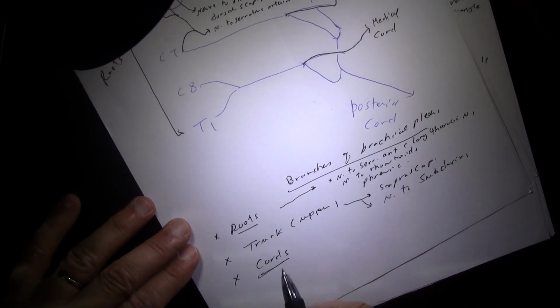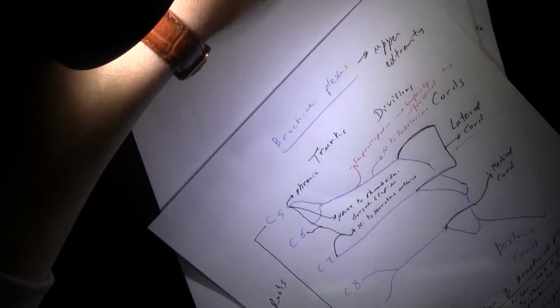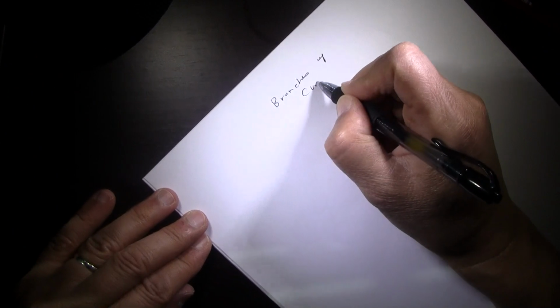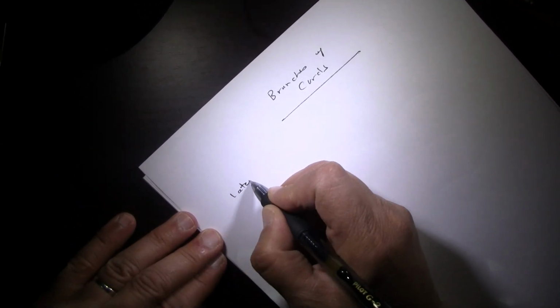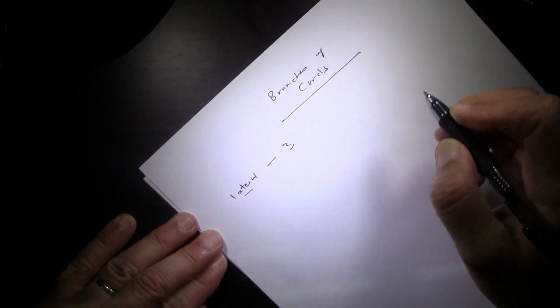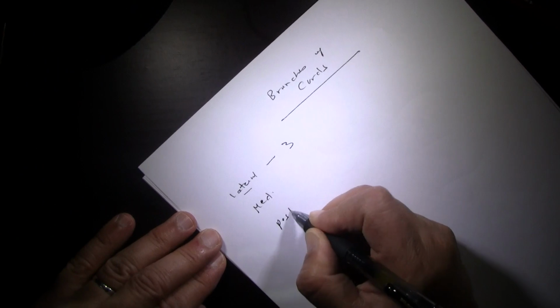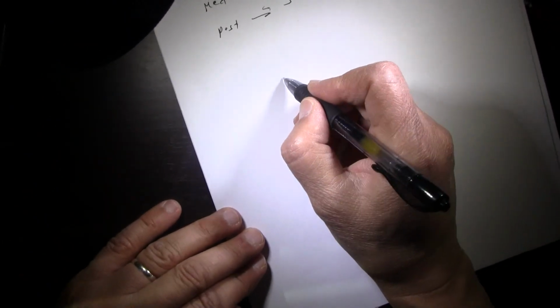From cords, this is more detail here, we need to expand on it before we finish. So the branches of cords: the lateral cord gives 3 branches, medial and posterior each give 5. Okay, what are those branches? Let us say those are the cords.